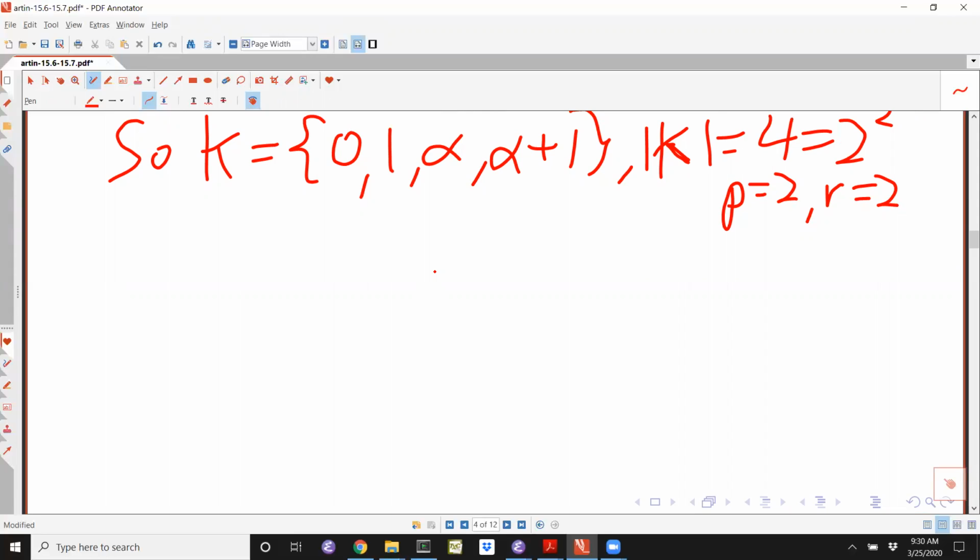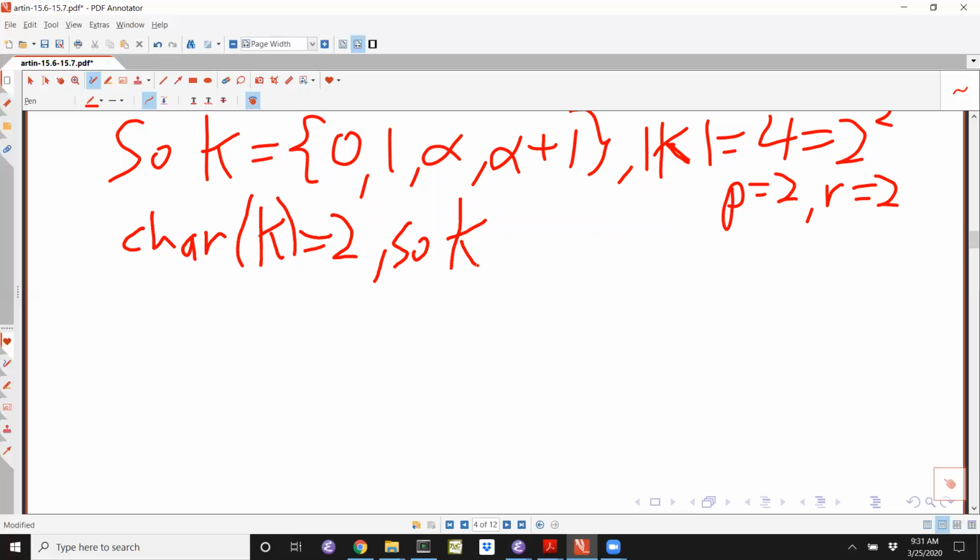So note that the characteristic of K equals 2 and not 4. So K is not Z mod 4. So one error that everybody makes, I actually made this error until quite late in the game.